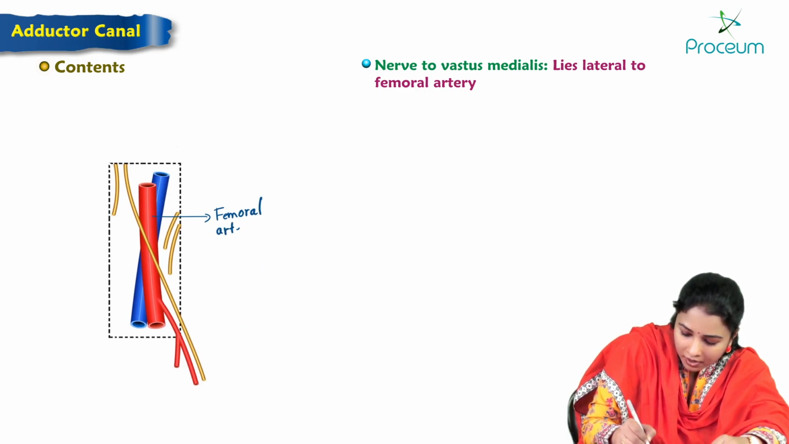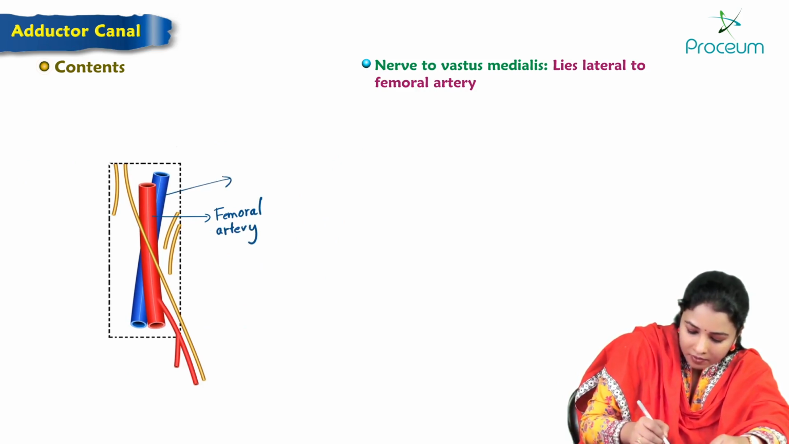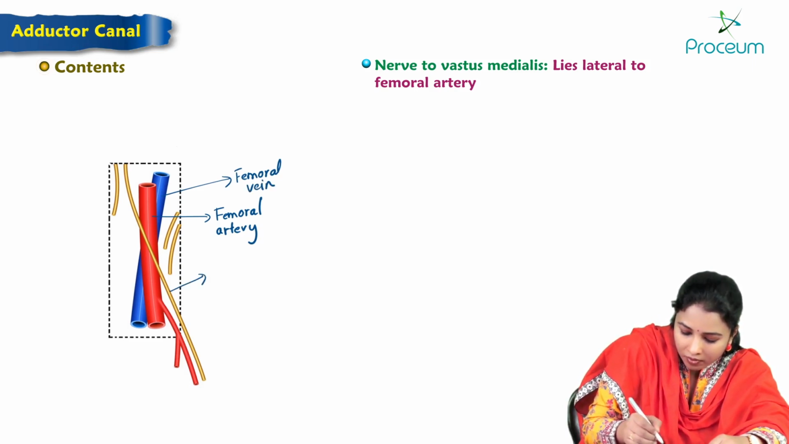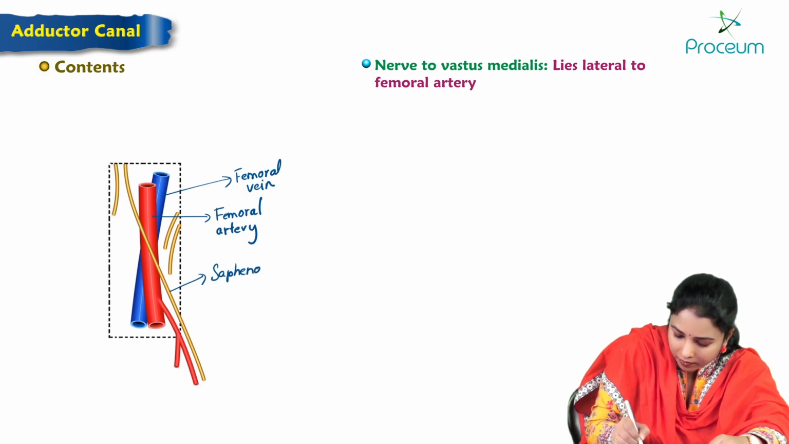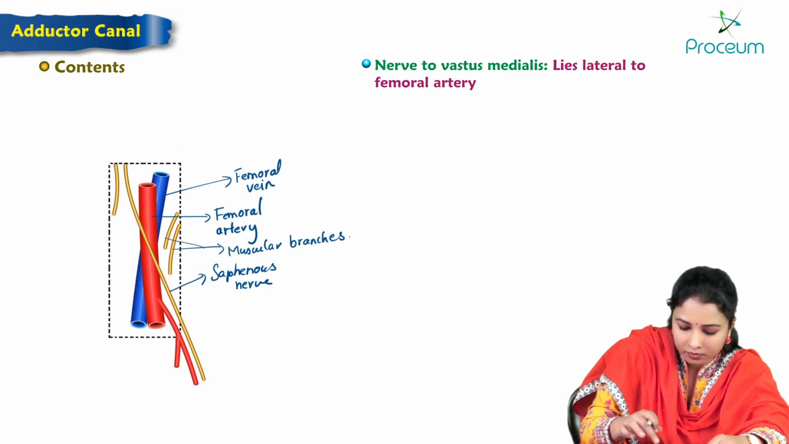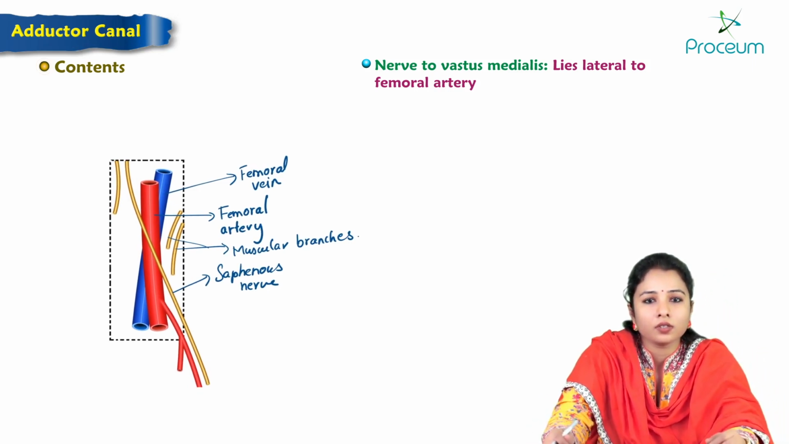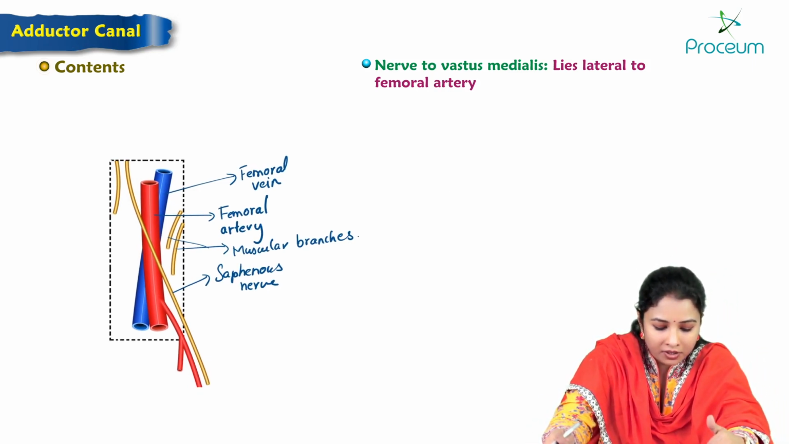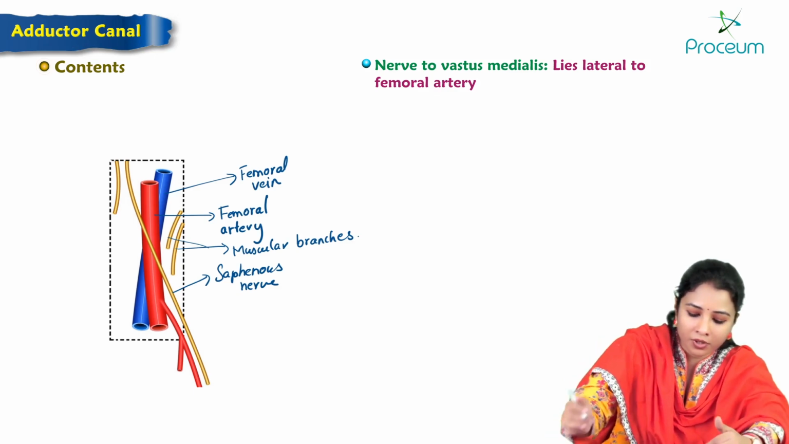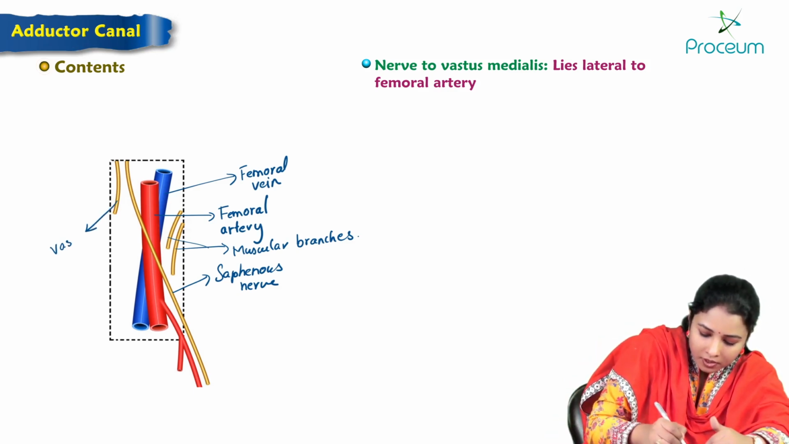Here is the femoral artery in the adductor canal, and we can see the vein, which lies posterior and then becomes lateral. We can see the crossing of the saphenous nerve and other muscular branches. The nerve to vastus medialis is also appreciated, which supplies the vastus medialis muscle and lies lateral to the femoral artery.